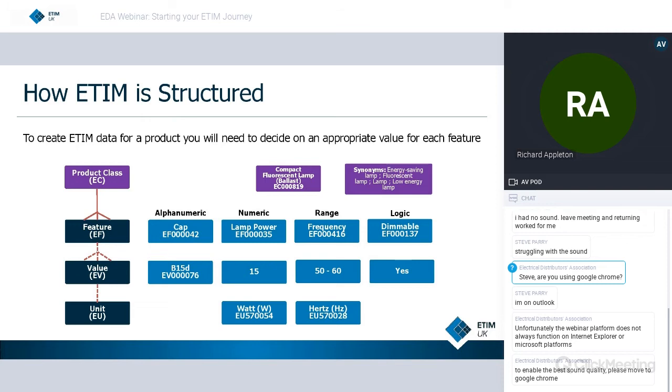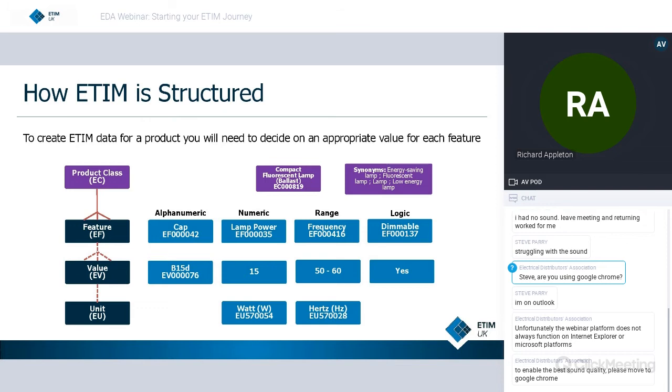So the first type of feature is an alphanumeric feature, which means that the values are obviously a piece of alphanumeric text. But it's not possible to just add any text. What you will need to do is select an allowable value from a set of predefined allowable values, which could appear in a pick list. So that's an alphanumeric feature. In our example here, we've got the lamp cap and we've got B15D as an example of an allowable value, which would be identified by another code, in this case beginning EV.